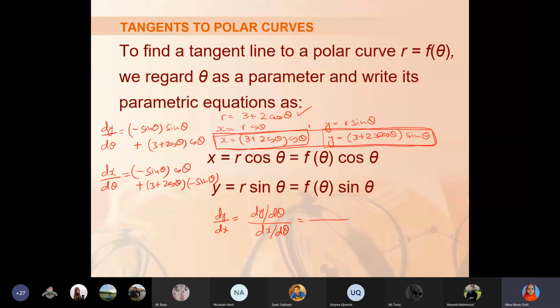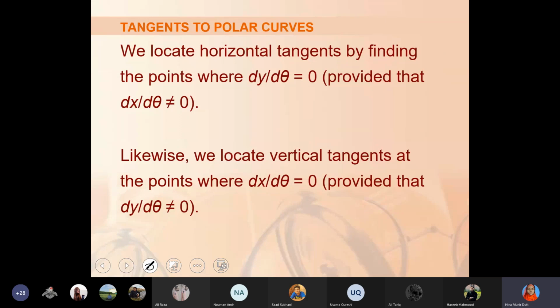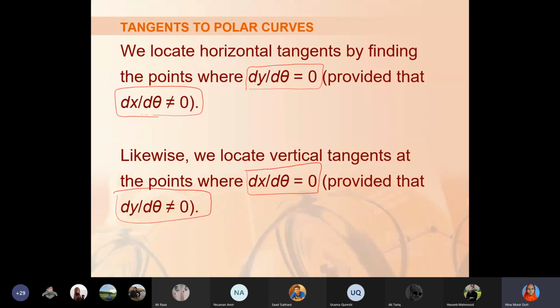And for location of the horizontal tangents, you will put dy by d theta equal to 0, provided dx over d theta is not equal to 0. Similarly, for the vertical tangent, you will put dx over d theta equal to 0, provided dy over d theta is not equal to 0.